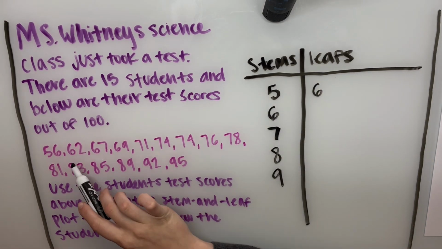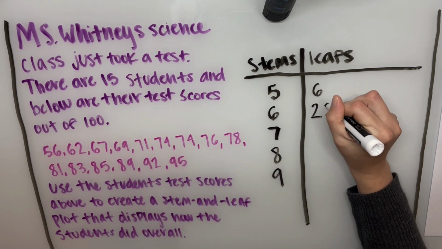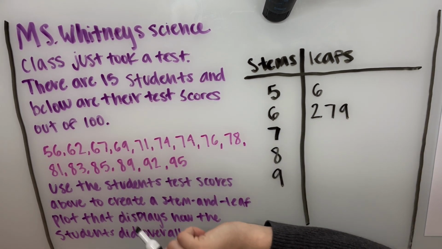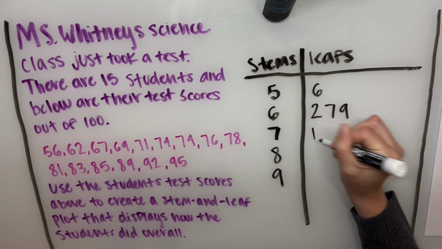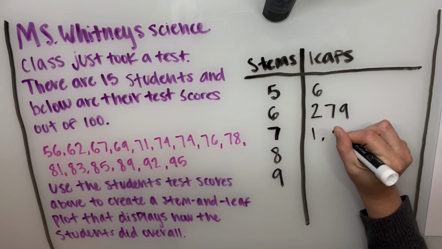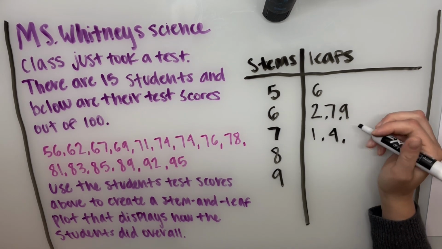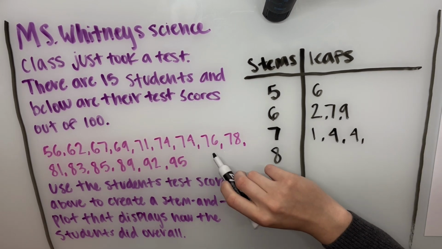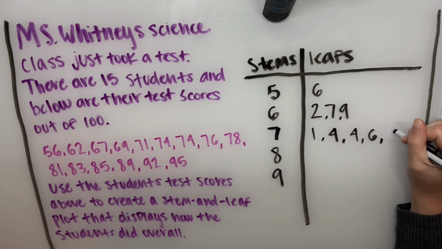We move on to the next, 62. So we write 2. 67, we write 7. 69, we write 9. 71, so we move on to the next row, 1. 74, we write 4, and I'm going to add commas in between those. 74, another 4, so we still add the 4, so we know how many we have. 76, 6, and then 78, we add the 8.